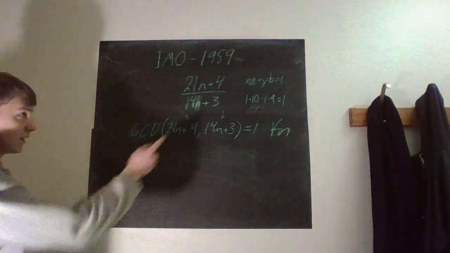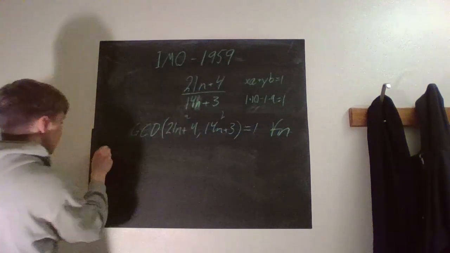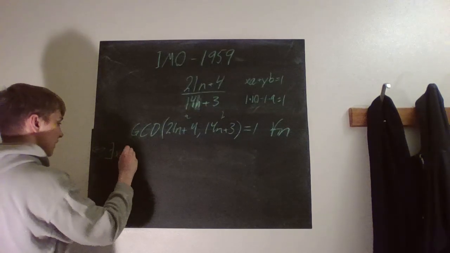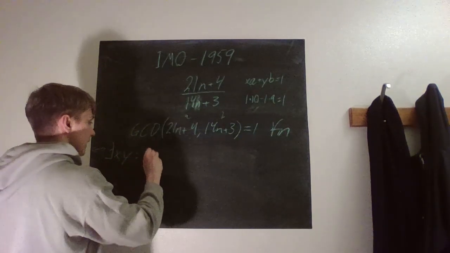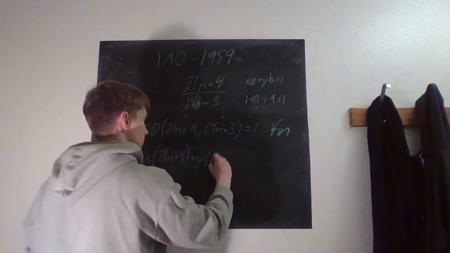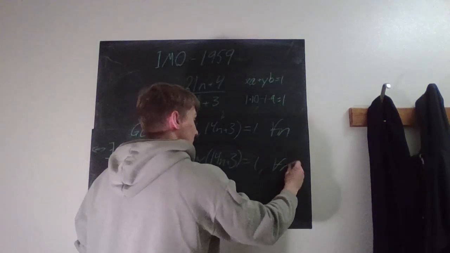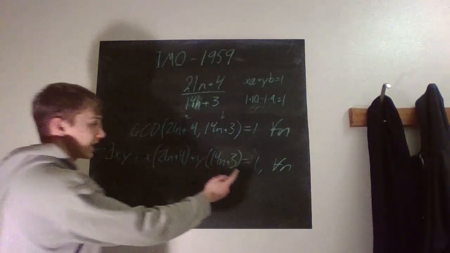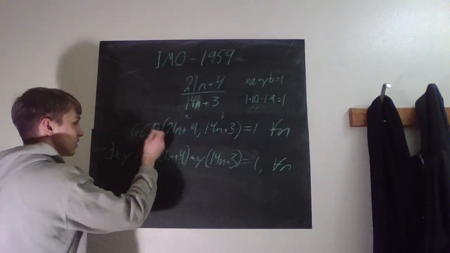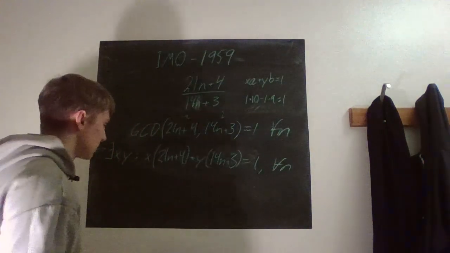So then let's just plug this in. We can say that there exist an x and y such that x times (21n plus 4) plus y times (14n plus 3) is equal to 1 for all n. And we're saying for all n because we want to prove that the greatest common divisor is 1 for all n. So we still have to keep the for all n.